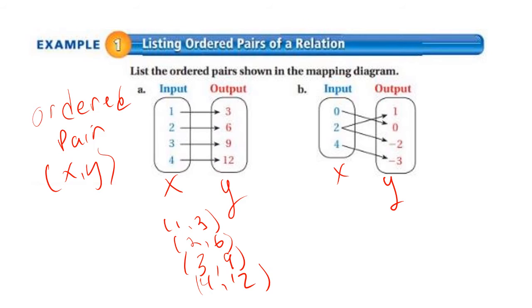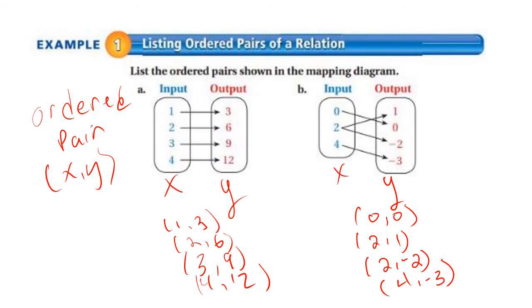Now we're letter B. This maps 0 to 0. And then we go 2 to 1. And then we also go 2 to negative 2. And finally 4 to negative 3.